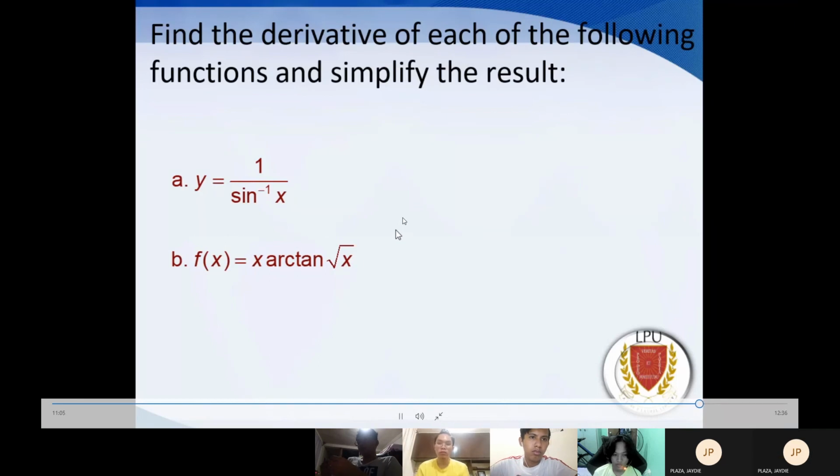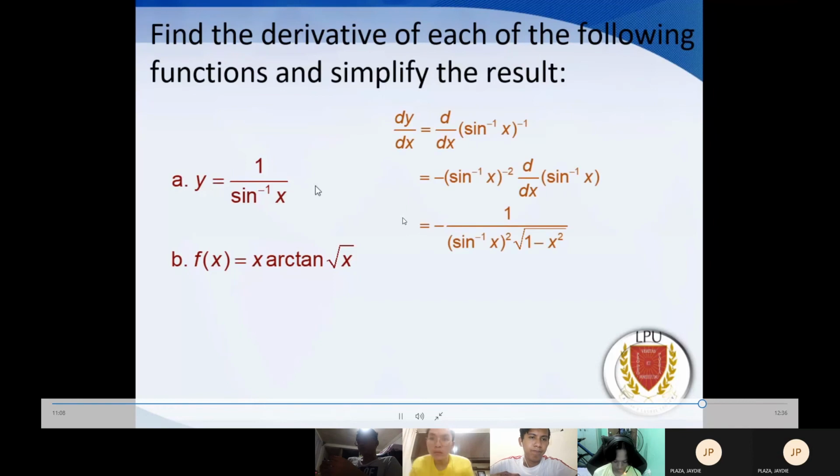Find the derivative of each of the following functions and simplify the result. y is equal to 1 over arc sine of x. I can replace this in the format of a power. I can bring it to the numerator and that will become negative 1. So if I use the power rule here, I'll have negative 1 in front, arc sine of x raised to negative 1 minus 1, which is negative 2, and the derivative. Do not forget the derivative of your u. So this is the derivative of arc sine of x. Therefore, the answer would be negative 1 over the quantity arc sine x squared multiplied by 1 over the square root of 1 minus x squared.